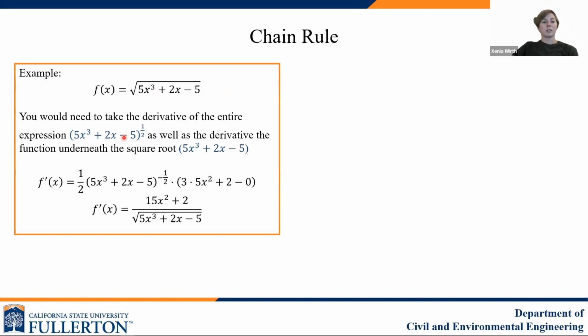So you need to take the derivative of the square root, but you also need to take the derivative of everything underneath the square root as an independent function, which is 5x cubed plus 2x minus 5. So you take the derivative of both according to that formula for the chain rule.